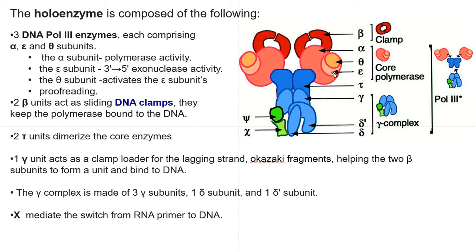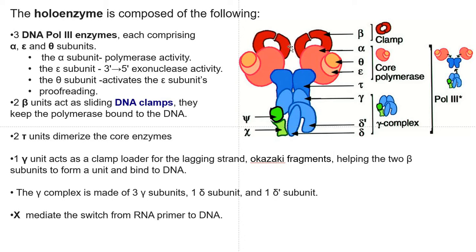Epsilon subunit has a 3 to 5 prime exonuclease activity, so this is important for proofreading. If there is a wrong nucleotide added, the DNA strand will move to this epsilon subunit, and that nucleotide will be removed. Theta subunit activates this proofreading activity of epsilon, because this doesn't have to be activated all the time. Since DNA polymerase is not going to make too many errors, it only gets activated when there is an error.